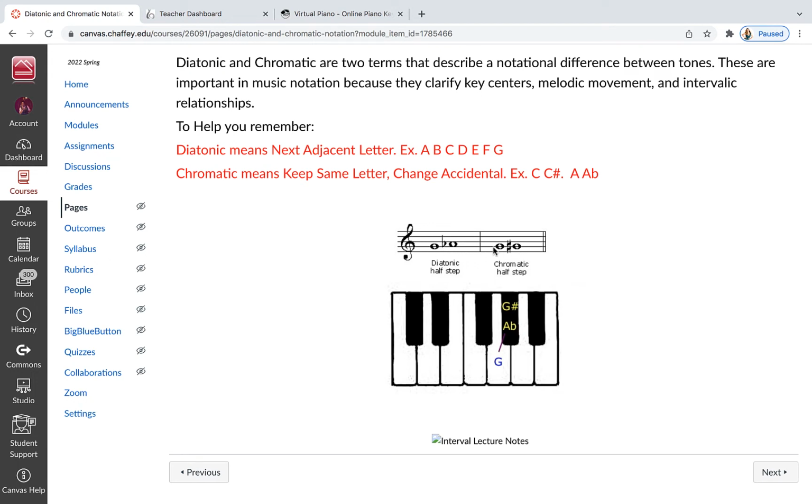And again, this would all have to do with any number of things. How is a melody moving? What key centers are we in? Key of C, key of F, or maybe we're in one of the sharp keys. If I'm in the key of E, I'm going to be going to G sharps and not A flat. Things like that. Intervallic relationships. Here's what I mean by that.